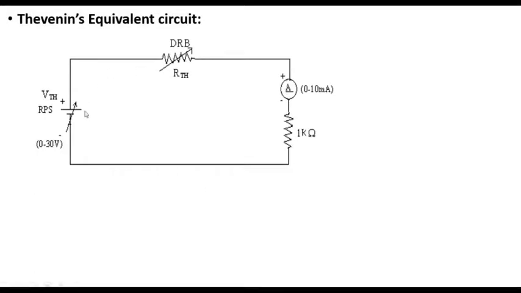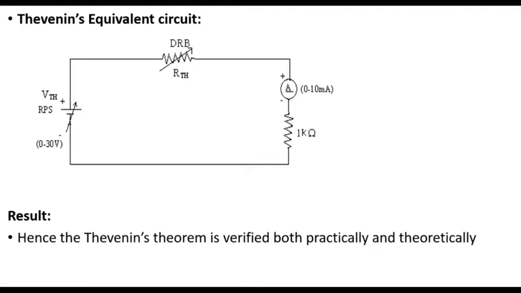This is your Thevenin equivalent circuit. This is your 5 volt that we obtained in the theoretical value, and this is the DRB to set the value that we require, which is 495 ohms, and this is your load resistance, 1 kilo ohm, and this is your ammeter. So finally the result: hence the Thevenin theorem is verified both theoretically and practically.